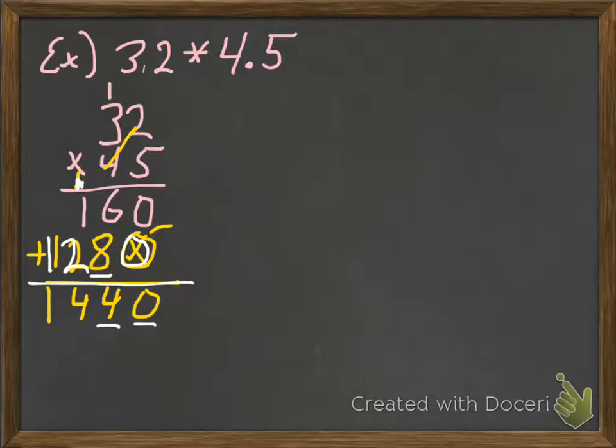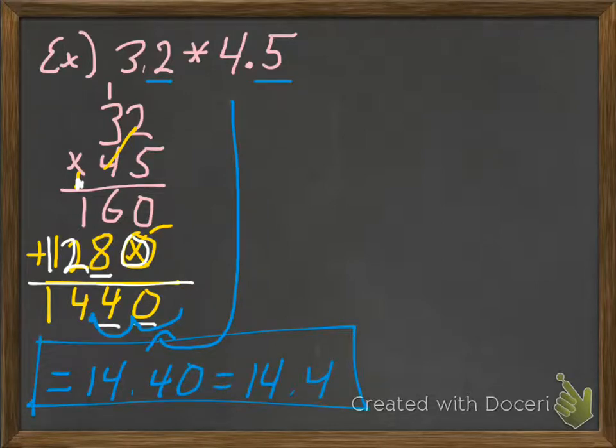Okay? Now doing the same thing we just did a second ago, I can count the total number of decimal places in the original numbers. Each of them had one decimal place for a total of 2. And I come down here in blue and I move the decimal in 1,440. I move that decimal 2 places to the left. So the final result is 14.40. Or I could drop that end 0 at the end of a decimal and I could just say 14.4. Either one is correct.